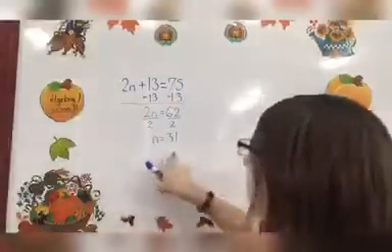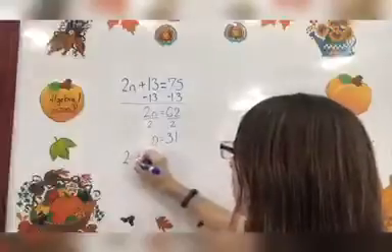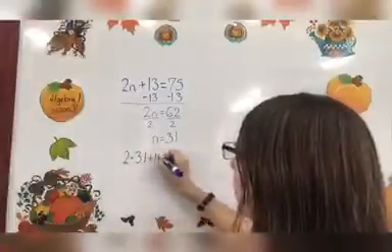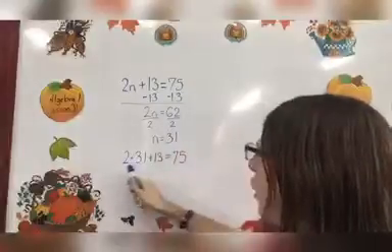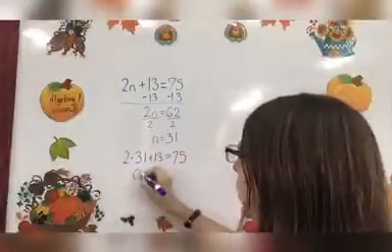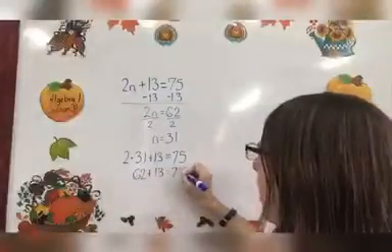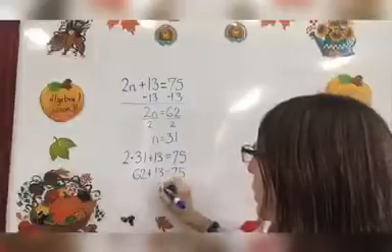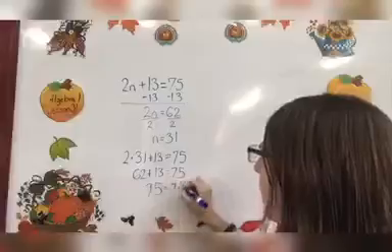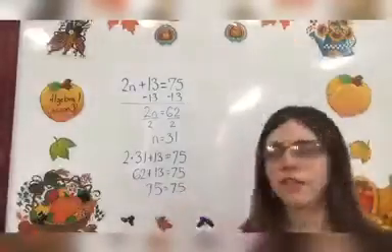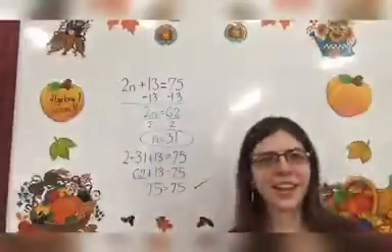I check it by putting 31 in place of n. 2 times 31 plus 13 equals 75. 2 times 31 is 62, plus 13 equals 75. 62 plus 13 is 75. 75 equals 75. My answer checks, so I am good to go. Okay, that's our first example.